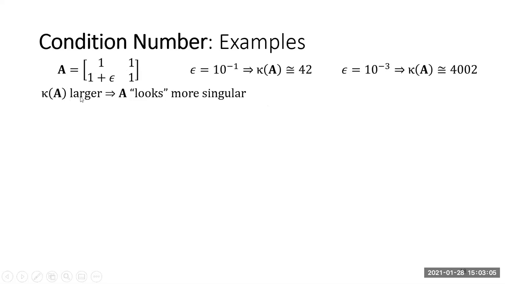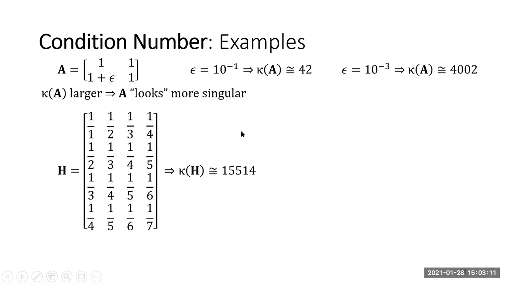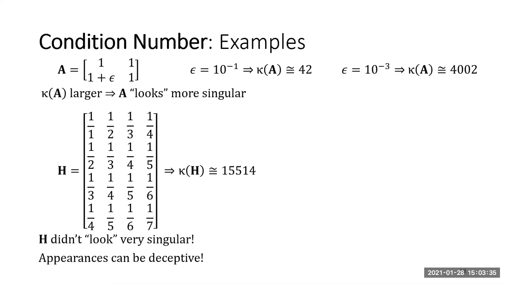Okay, when the condition number is larger, then A looks more and more singular. Sometimes condition numbers can be misleading, like for this matrix. From the look, you might think that this is a good matrix, but when you look at the condition number of this matrix, it's 15514. It doesn't look to be very close to singular, but like I said, appearances can be deceptive. The condition number of H is actually very high. It's a very poorly conditioned matrix.